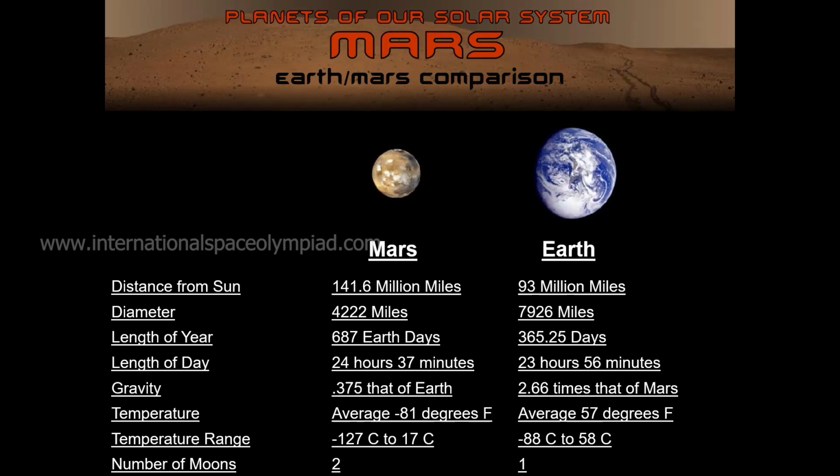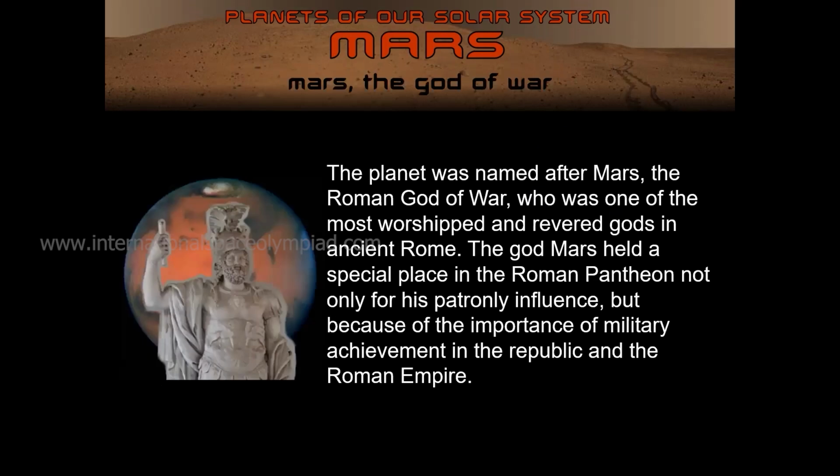Earth has 2.66 times the gravity of Mars, or vice versa, we can say Mars has 0.375 that of Earth. The average temperature of Mars is minus 81 degrees Fahrenheit, and it can change from minus 127 to 17 degrees. Yes, it has two moons.